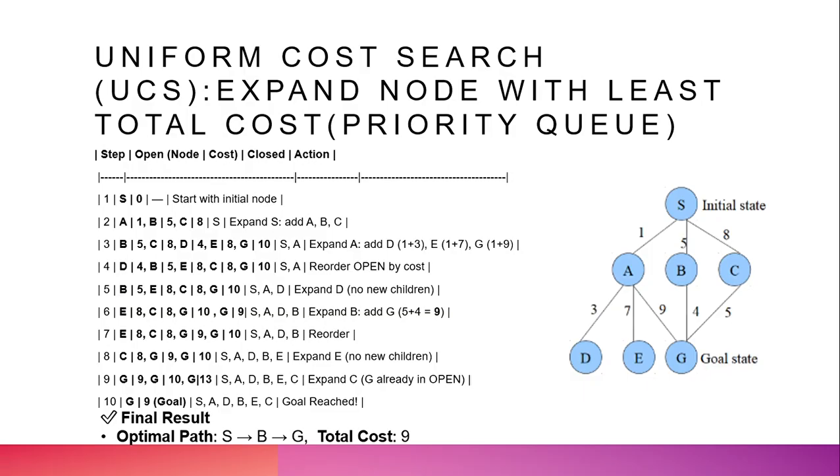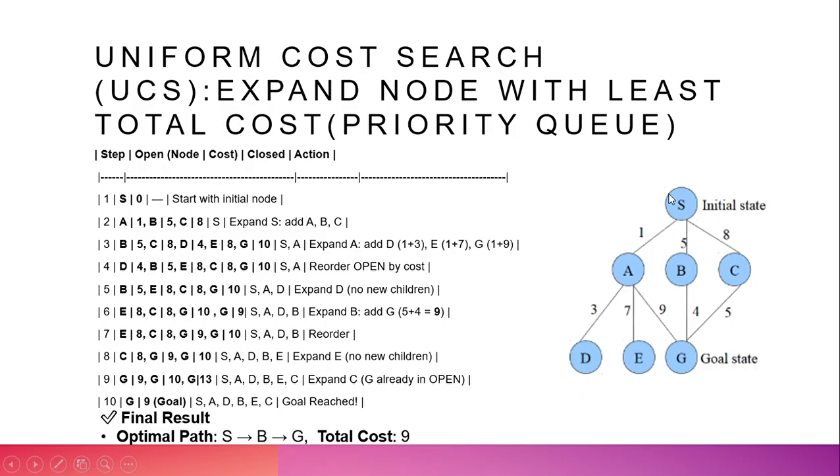Next we have to check whether B is the goal or not. If B is not the goal node, we have to add its child. So we will add the child of the B node under step 6. You can see under step 6 we have added the child of B. B's child is G and we will calculate the cost of G using the path cost, that is 5 plus 4.